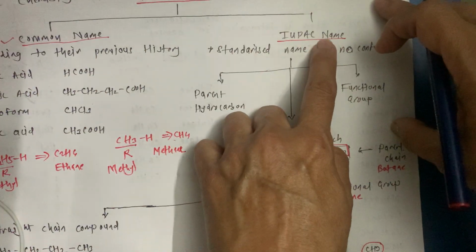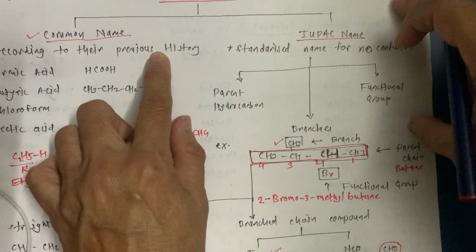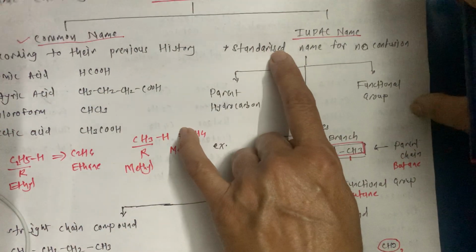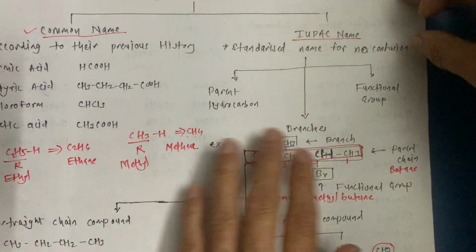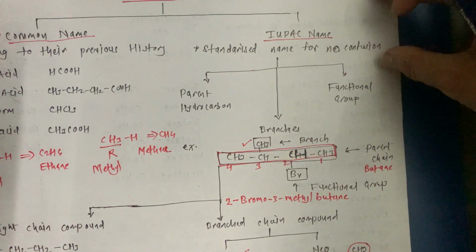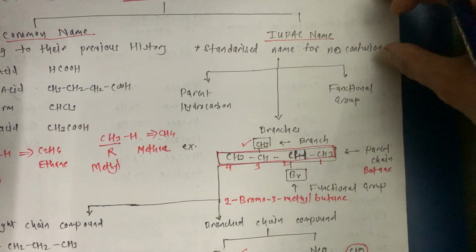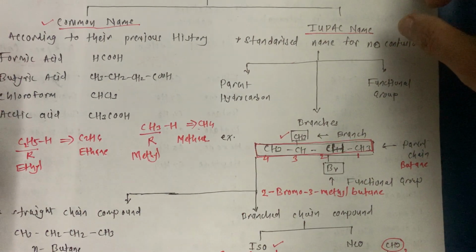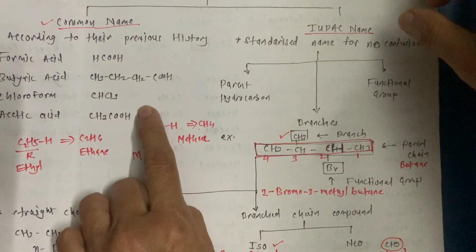Okay. So see now, common name, IUPAC name. These are according to their previous history or their properties or their characteristic. Okay. This is standardized name for no confusion. So we can write as long as possible name of the compound with the higher and higher molecular weight. Okay. Here it is simple way of writing compounds according to their history or their properties.